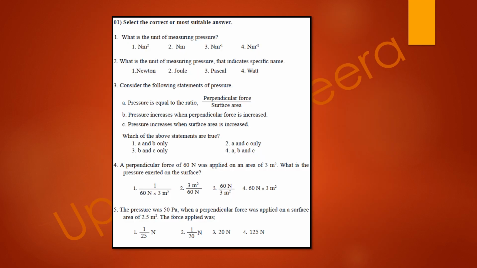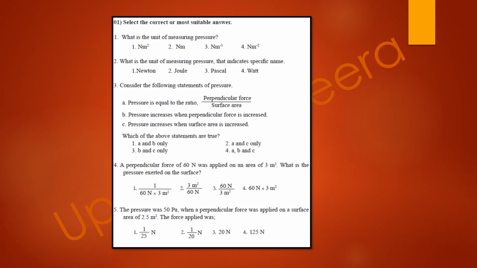Now we are going to discuss some multiple choice questions. So you have to select the correct or most suitable answer. You can stop the video and do all 5 questions. Then after that, continue the video and participate in the discussion. Right now I will start the discussion.